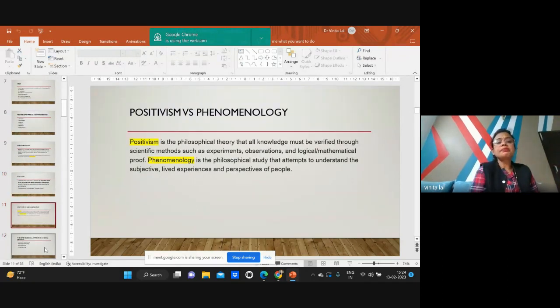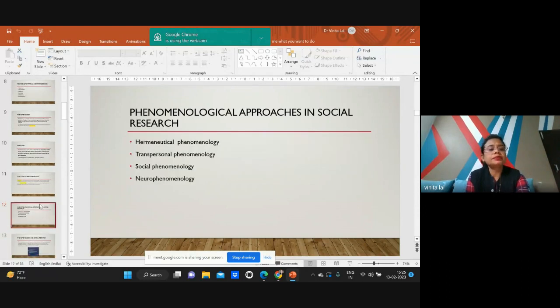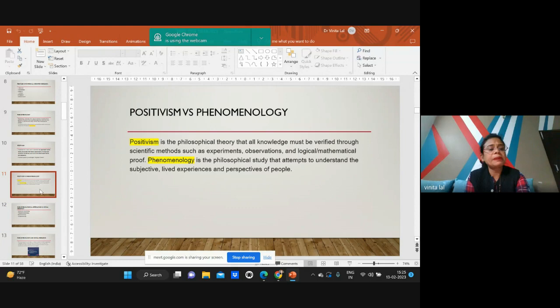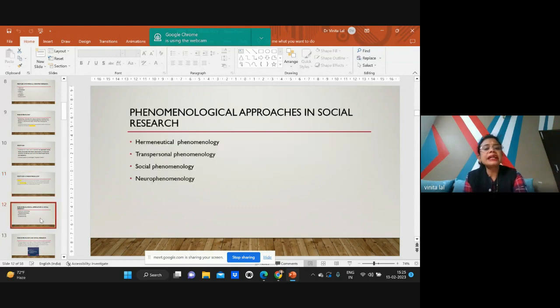Now come to positivism versus phenomenology. These are the major areas. As I told you, positivism is a philosophical theory: knowledge must be verified through the scientific method, like experiment, observation, and logical or mathematical reasoning. And phenomenology is a philosophical study, a philosophical method, and it tries to understand subjective life experiences and the perspective of people. Now come to the next slide.